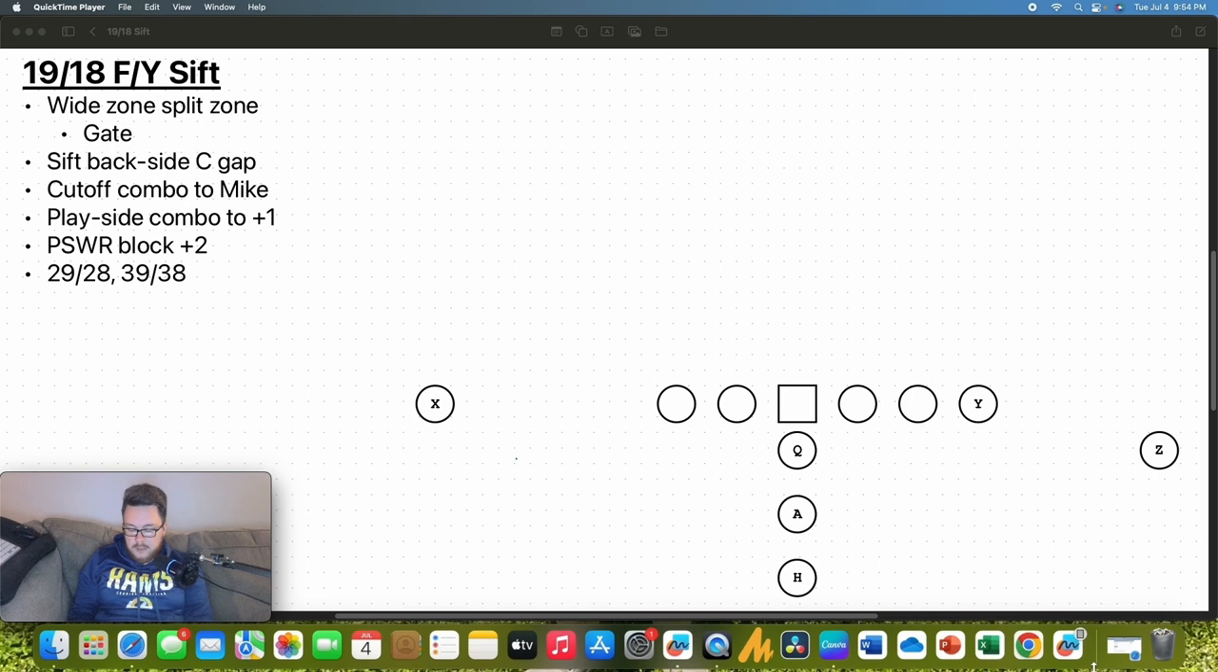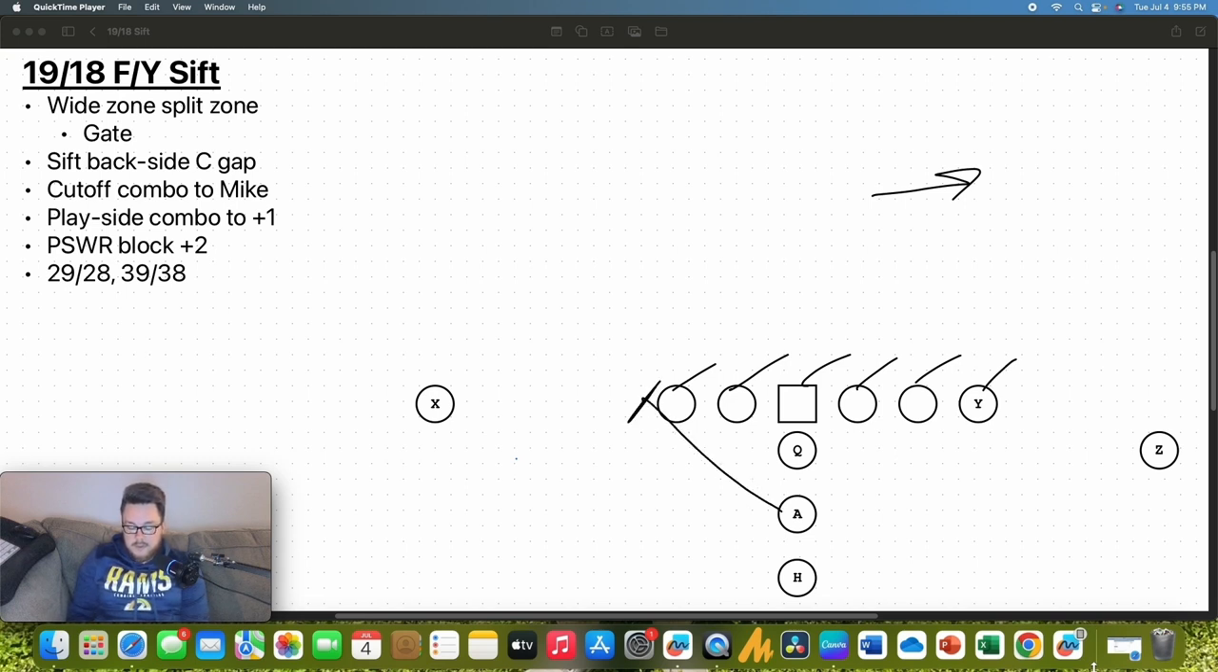So we could be running 18 F SIFT here, running to the right. We got wide zone going to the right, and then F SIFT, fullback coming and being responsible for the backside gap. Imagine there's no fullback there, and we could run Y SIFT as well. In the Shanahan tree, they call this a couple different things, again, based on the formation, the flank they're running to. SIFT means they're going to run it strong. So this would be truly F SIFT here if they were going to run it this way.